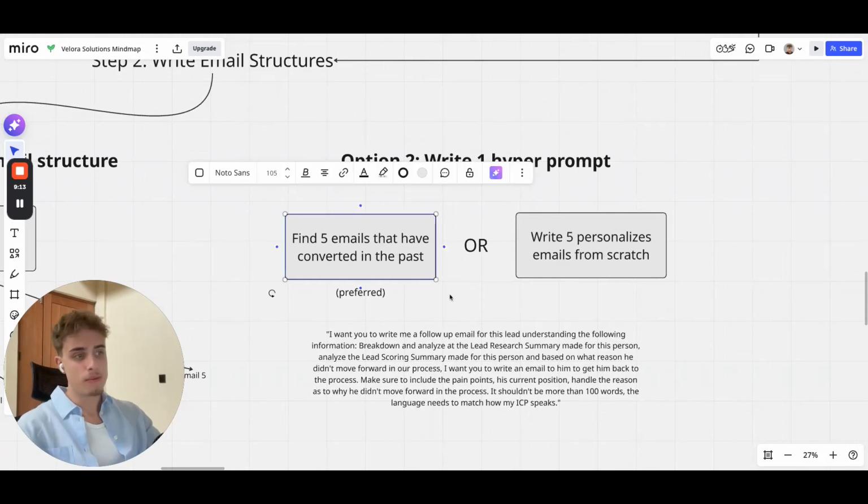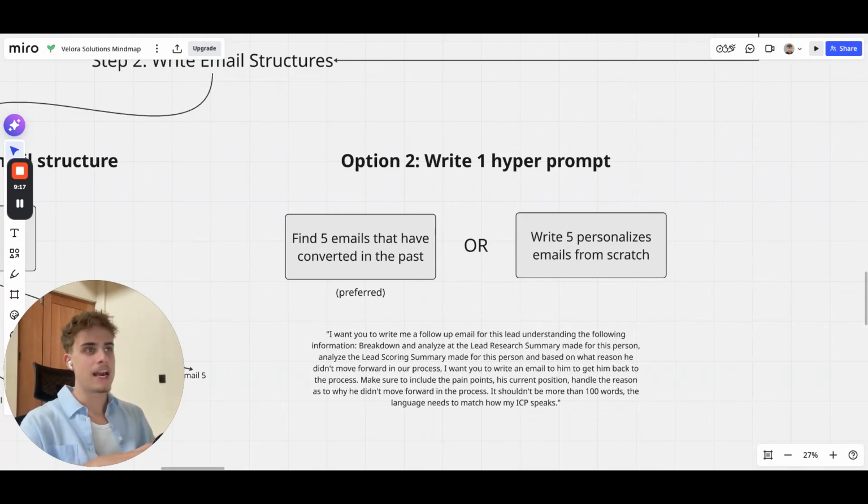But find 5 emails that converted in the past for you. This is preferred because, of course, you know that it works. And any sort of AI LLM works the best if it has clear inputs. ChatGPT, Claude, Gemini, none of these AI tools are dumb. They don't know anything. The only way they can be effective and efficient is if they know exactly what good means. Because if you just tell it, hey, write me a good email, it doesn't know what good means. So you need to teach it, hey, Claude, this is a good email, follow this structure.